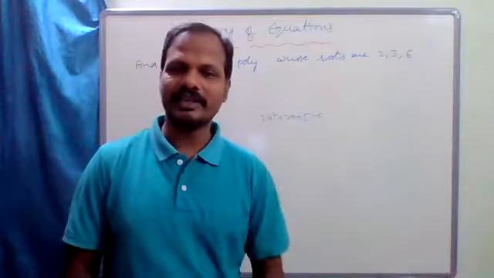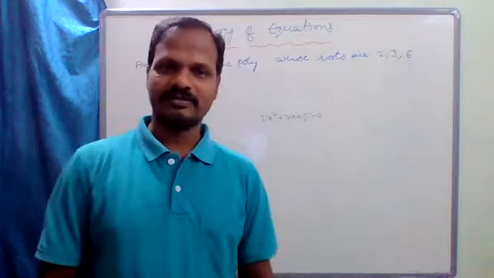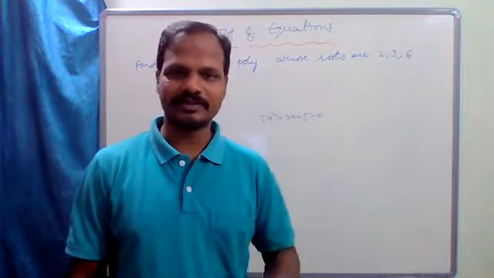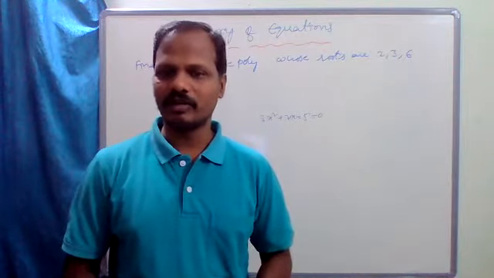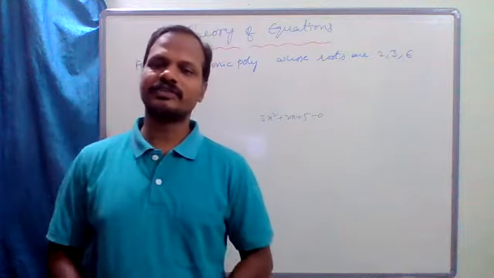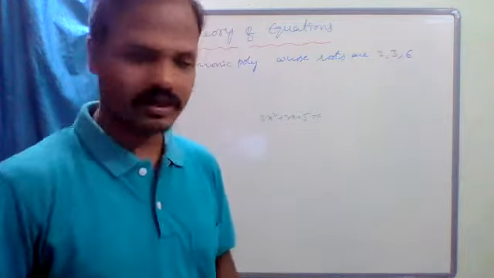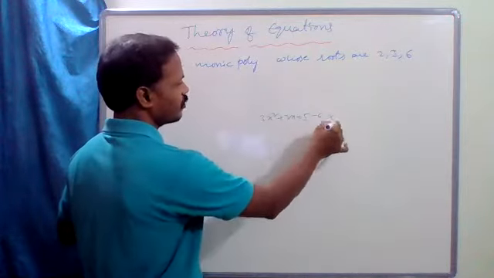The given polynomial is a0 x^n plus a1 x^(n-1) plus so on, an. Then the leading coefficient is a0, which is the coefficient of x^n. If a0 equals 1, then it is called a monic polynomial. So if the leading coefficient equals 1, it is called a monic polynomial. So this is not a monic polynomial.